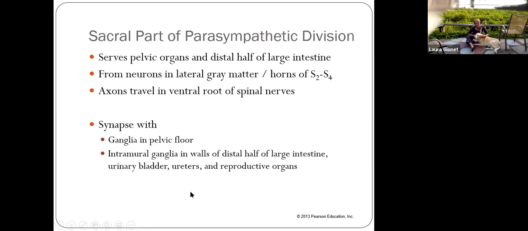The sacral part of the parasympathetic division I mention, but I don't think I ask any questions about this, other than that you do have nerves from the sacral division. The sacral division serves the pelvic organs and the distal half of the large intestine. They are nerves from the S2 to S4 regions of the sacrum, with ganglia in the walls of the distal half of the large intestine, urinary bladder, ureters, and reproductive organs. So all those organs are associated with digestion, urination, and even reproduction.